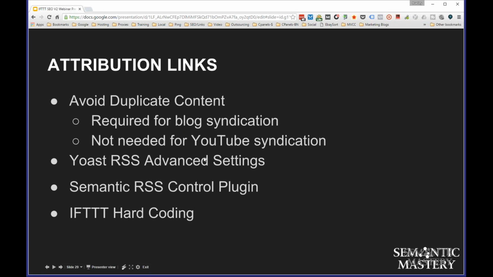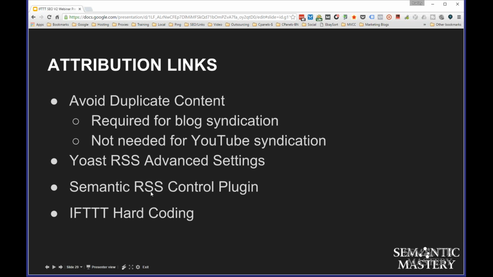So attribution links, how do you do that? Well, Yoast RSS advanced settings, the Yoast SEO plugin for WordPress, the WordPress SEO plugin by Yoast, right? It has RSS settings inside the Yoast settings. In the next slide, you'll see a screenshot where you can go and actually code in an attribution link. It's very, very simple to do, and if you're using the Yoast SEO plugin, it will automatically insert an attribution link into your RSS feed underneath each post, which points back to the original source.